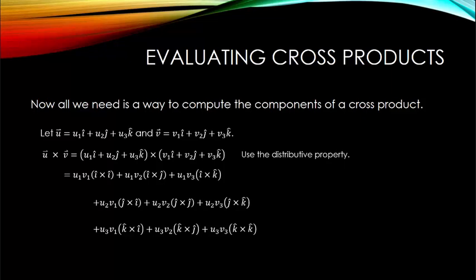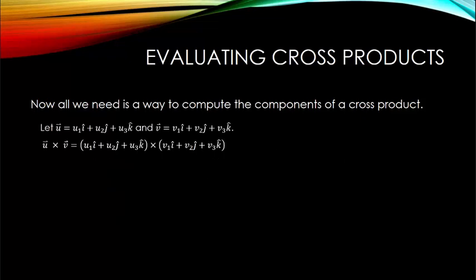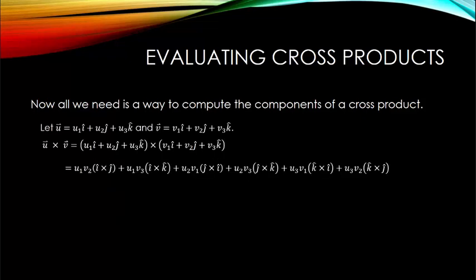But whenever I cross a vector with itself, it is equal to 0. So the i hat cross i hat term is 0, the j hat cross j hat term is 0, and the k hat cross k hat term is 0. So for the cross product of u and v, I'm left with u sub 1 v sub 2 times i hat cross j hat, plus u sub 1 v sub 3 times i hat cross k hat, plus u sub 2 v sub 1 times j hat cross i hat, plus u sub 2 v sub 3 times j hat cross k hat, plus u sub 3 v sub 1 times k hat cross i hat, plus u sub 3 v sub 2 times k hat cross j hat.